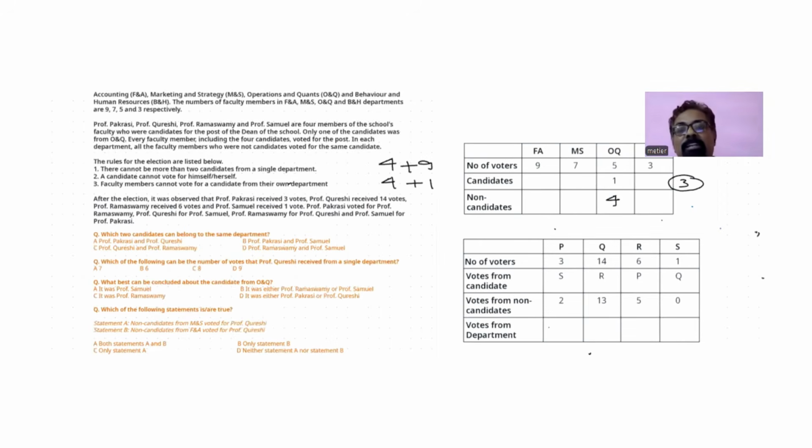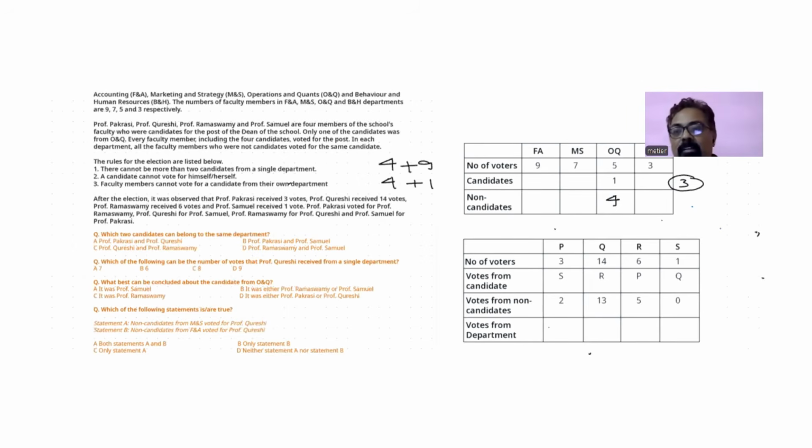So if we have 2 candidates here, the non-candidates in FA will be maximum 7. Same, non-candidates in MS will be 5. So for FA, it is minimum 7. For MS, if 2 will be there as candidates, then it will be minimum 5. And BH, if 2 candidates will be there, this can be done. This can be 1. But if BH is 1, this can be 2.